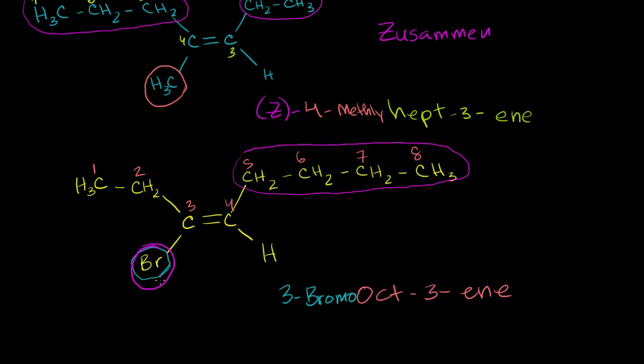So now, if we're deciding whether it's Entgegen or Zusammen, we see that our higher priority groups are apart. They're on opposite sides of the double bond. This one is on top. This one is below. We are apart. So this is Entgegen, or we would write E. This is E-3-bromo-oct 3-ene. And E is, just as a bit of a refresher, for Entgegen, a word that I enjoy saying. Entgegen. There you go.